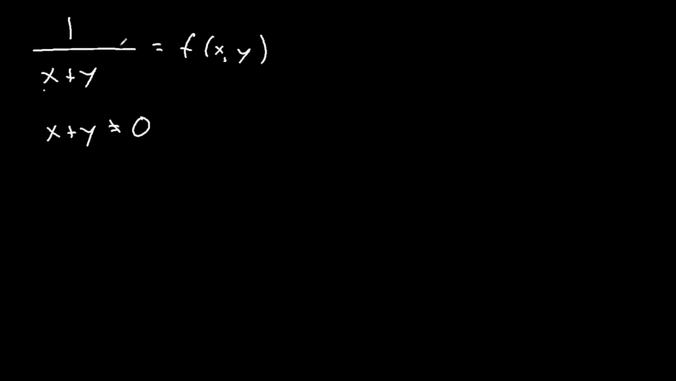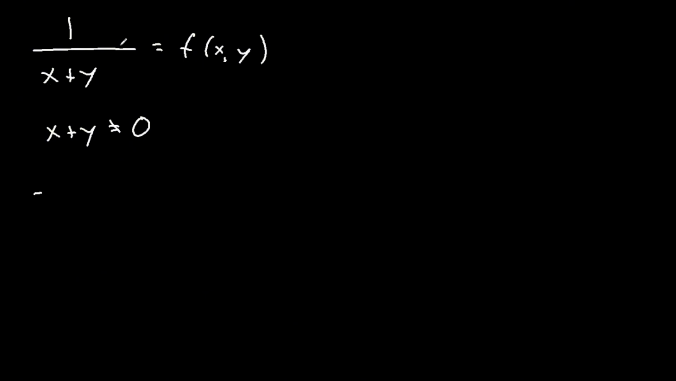So what does that mean? Well, any single x and y value, let's say x is equal to 1, y is equal to 1, right? 1 over 1 plus 1. So we get 1 over 2. That's a possible answer, right? But as long as x plus y is not equal to 0, this equation will work. If x plus y is equal to 0, you get 1 over 0. That doesn't exist.